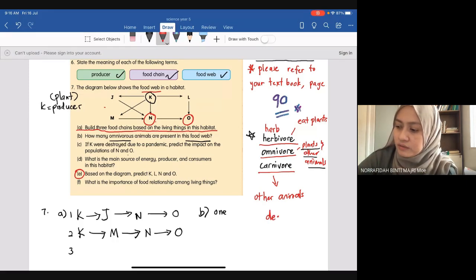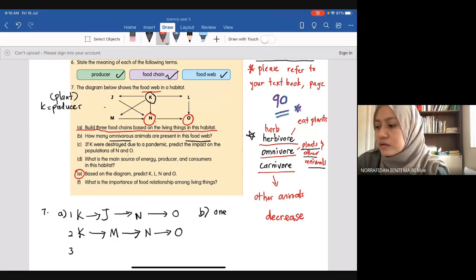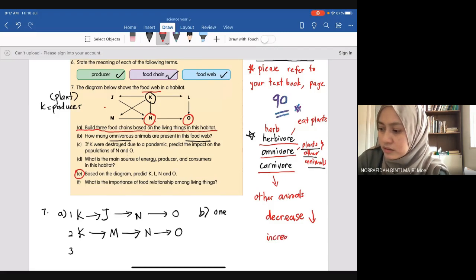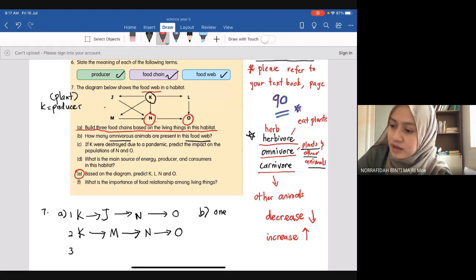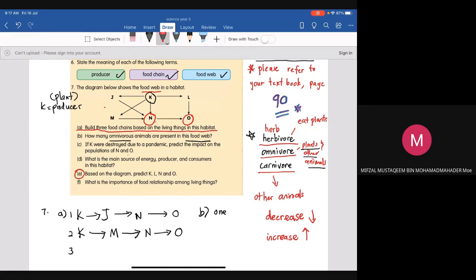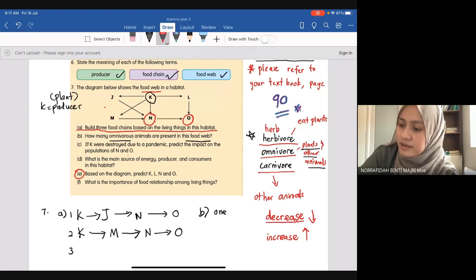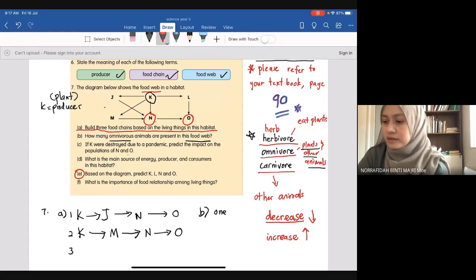I write down the spelling for decrease. Decrease maksudnya menurun. Populasinya semakin berkurang. Increase maksudnya populasi dia semakin meningkat. I want you to say increase or decrease only. Which one? Decrease. Okay. Yes, the population of N and O will be decreased. I write down for you. Wait.